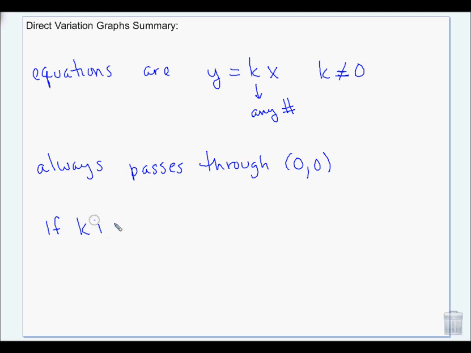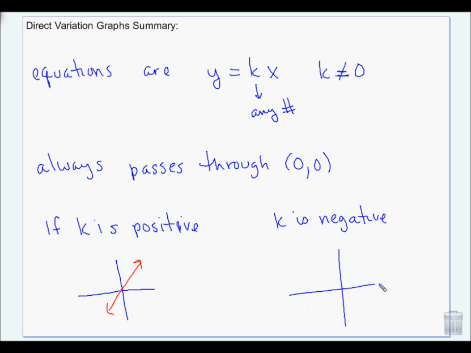If k is positive, your graph is going to look something like this. It's going to go through 0, 0, and then it's going to be pointing this direction. If k is negative, it's going to look something like this, where it's pointing down. But it always will go through this point right here, 0, 0.